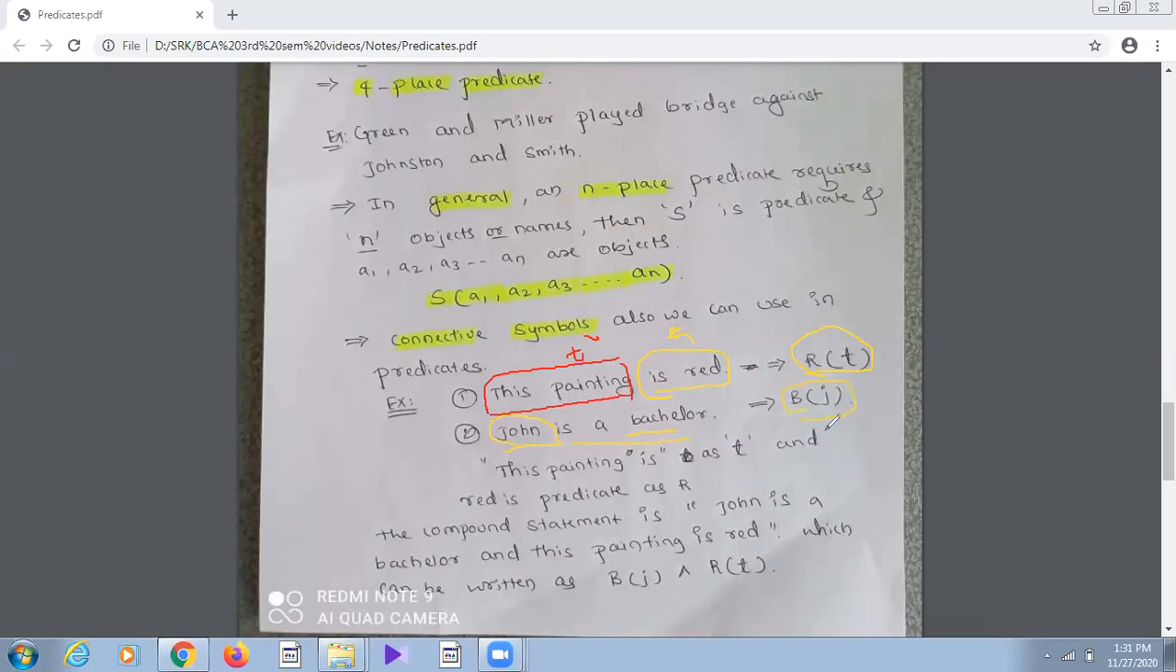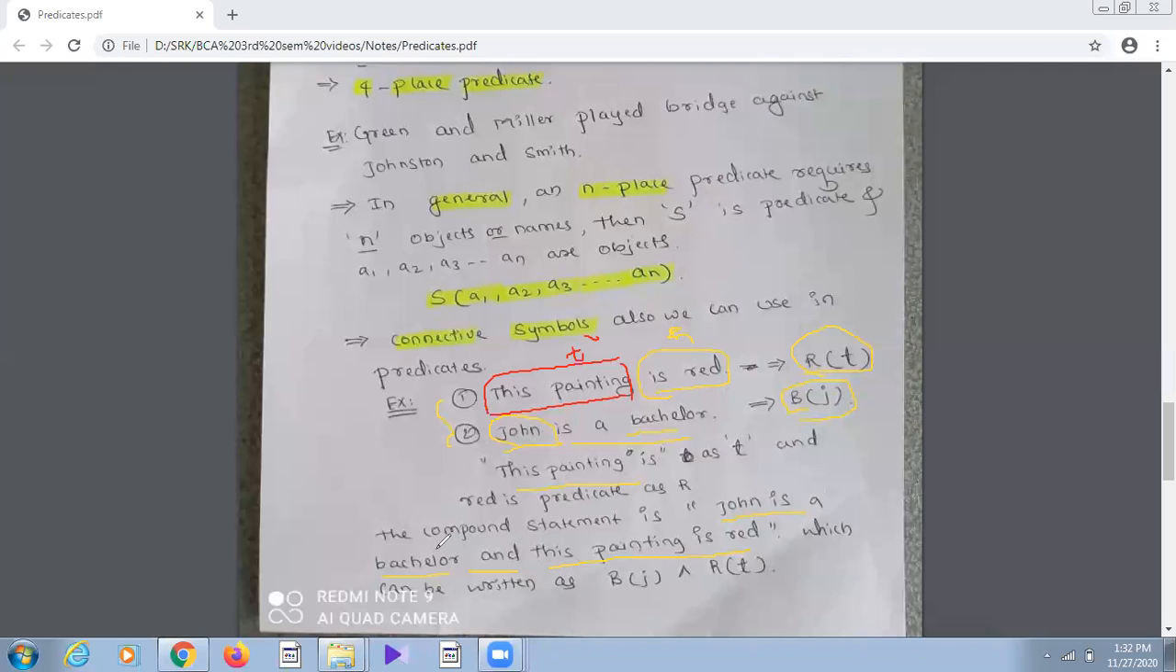Suppose you write the compound statement of both the primary statements. See here, this is the compound statement: John is a bachelor, and this painting is red. So we write it in the form of a compound statement, using both the primary statements.